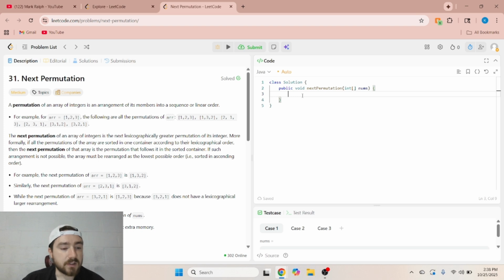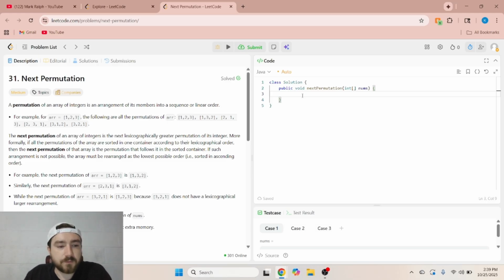And okay, here's the edge case. While the next permutation of 3, 2, 1 is 1, 2, 3, because 3, 2, 1 does not have a lexicographically larger rearrangement. Given an integer array nums, find the next permutation of nums. And this also must be in place and only use constant memory. Okay, so kind of a hard problem.